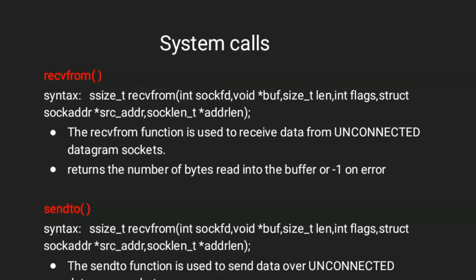The other system call in UDP is recvfrom, and this recvfrom function is used to receive data from unconnected datagram sockets. As UDP is a connectionless service, we are using unconnected. So it returns the number of bytes read into the buffer or -1 on error. The next system call is sendto. This sendto function is used to send data over unconnected datagram sockets. The first, recvfrom, is to receive the packets, whereas sendto is to send the packets. This is the difference between the two system calls.